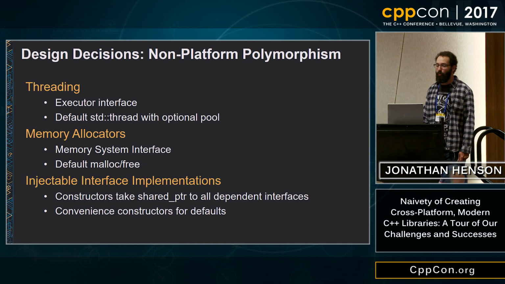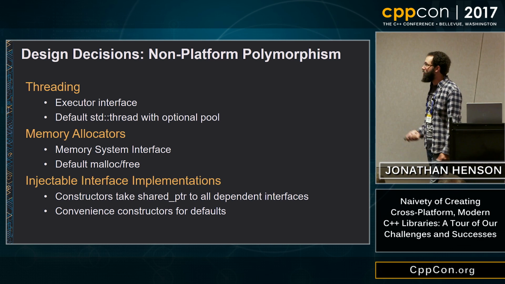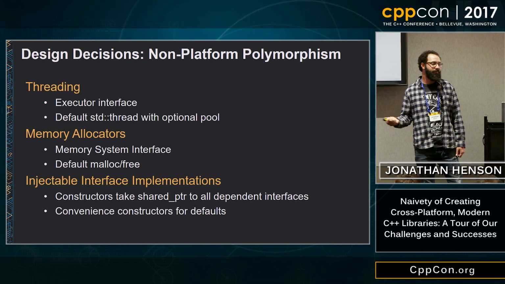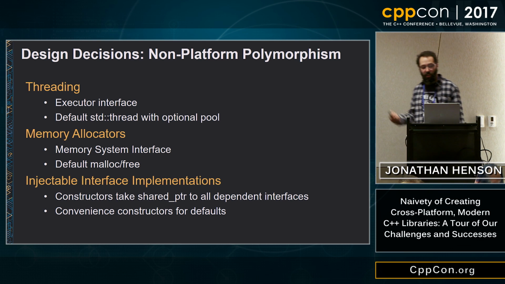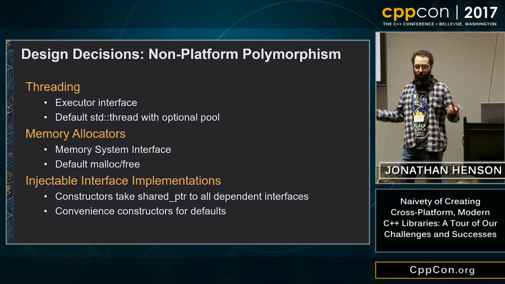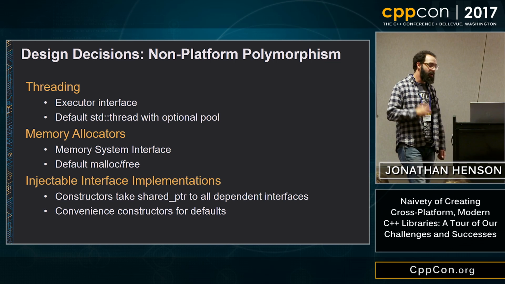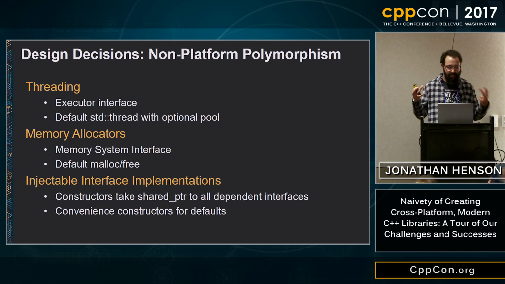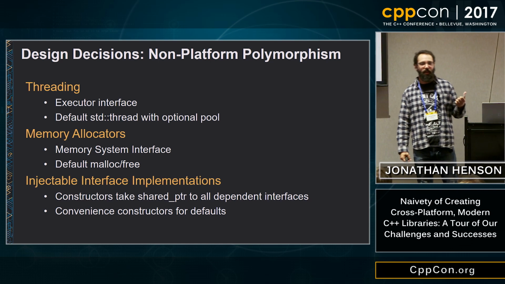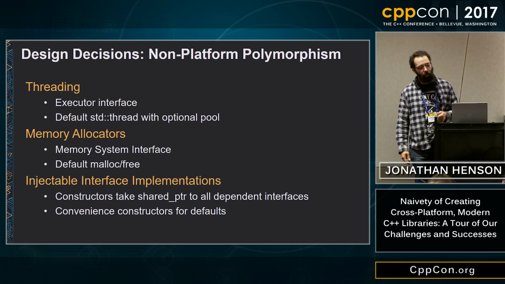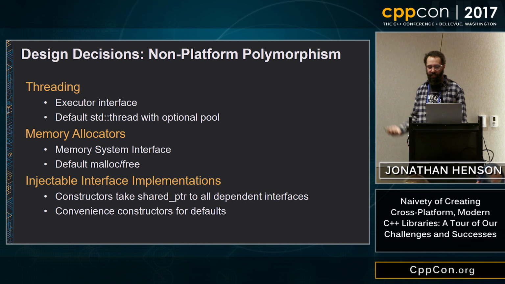So for the things that were not platform specific, such as threading, an executor interface, the design decision was just to default to the standard thread with an optional pool. That's what I would expect if I was the user and I saw that title. Memory allocators, we already talked about using default malloc and free. Also what I would suspect you would want most of the time. And then all interfaces, all custom things that do any task within the SDK, get injected either via constructors, client configurations, or in the global state for the SDK init. So it's simple for users to override this behavior.